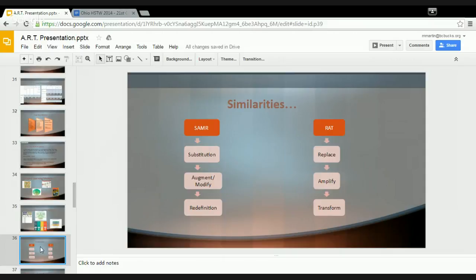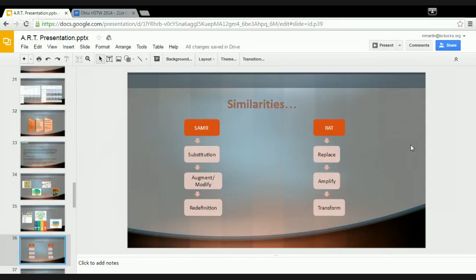Teachers either use technology as a form of substitution for what they were doing currently with pen and paper, or they're augmenting their lessons and using technology to augment it, or they're modifying it and they're doing a little bit more technology, or they're redefining. It's the redefinition area where they're redefining what's happening in the classroom because of technology.